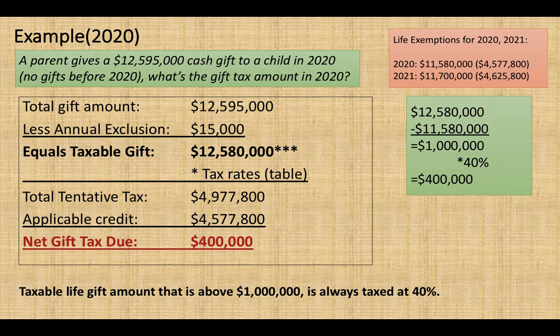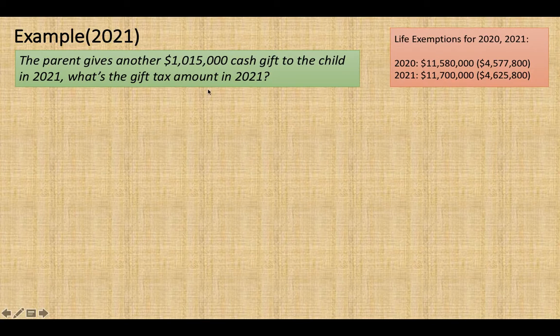Okay, this is in 2021. Let's continue. Next year, which is 2021, the parent gives another $1,015,000 in cash to the child again. So what's the gift tax in 2021?